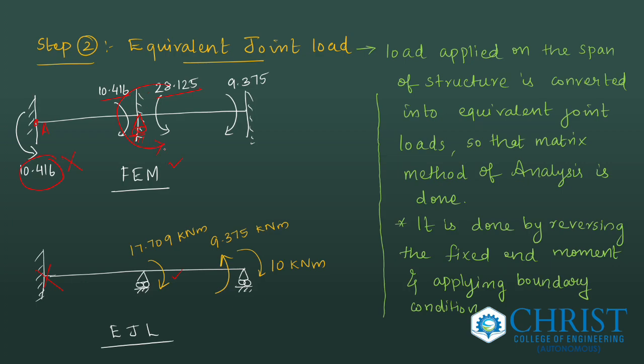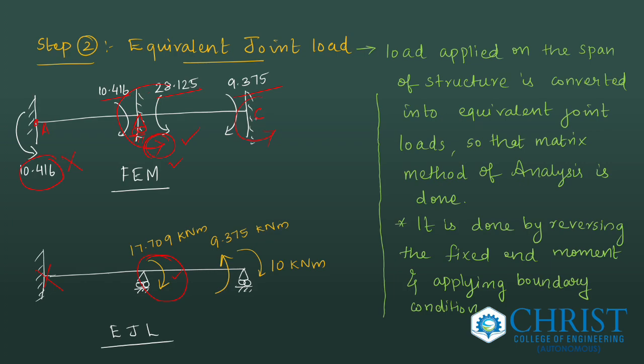That is a fixed end moment. Now I change the sign of this load as shown in this figure. Okay, 17.709 kilonewton meter is an equivalent joint load that has been obtained by changing the sign of the fixed end moment. Okay, now go to joint C. There is a fixed end moment of 9.375 that is acting in clockwise direction. I convert it into equivalent joint load. It will be in anti-clockwise direction.